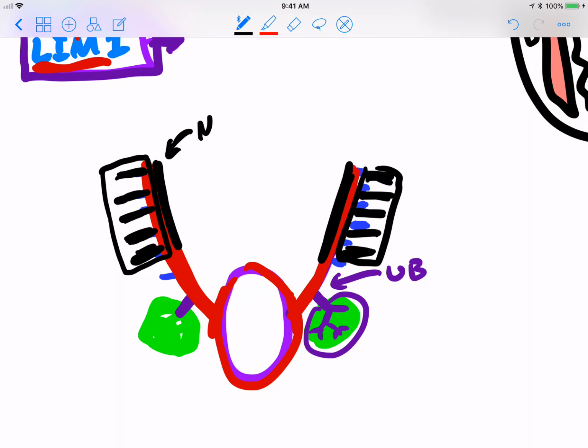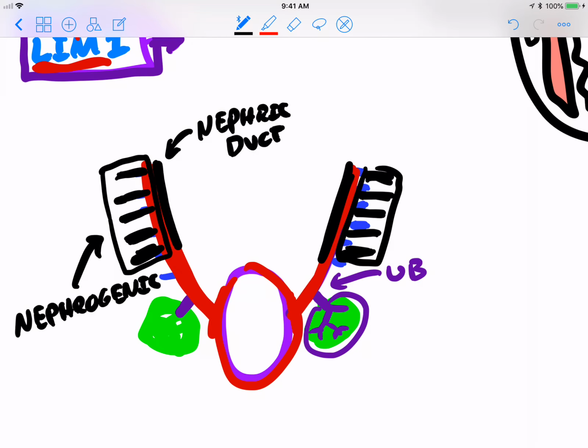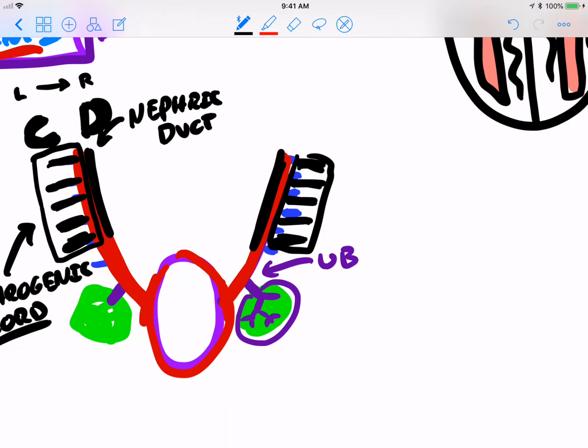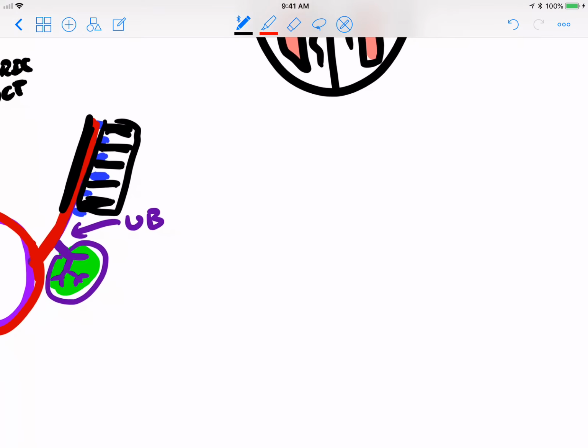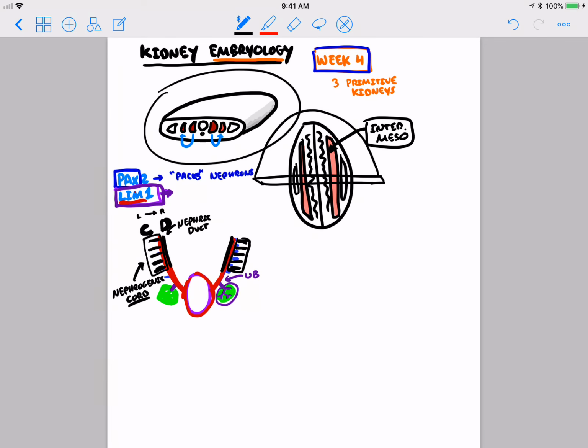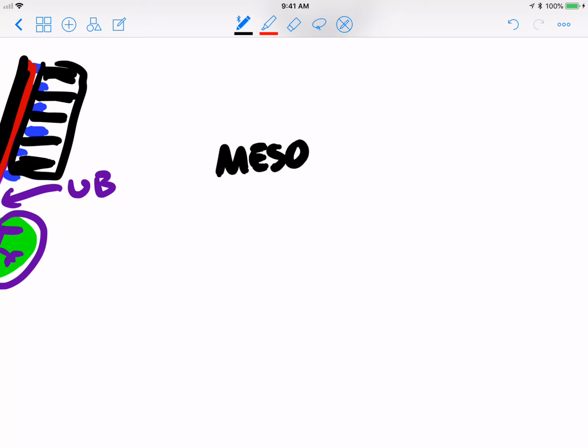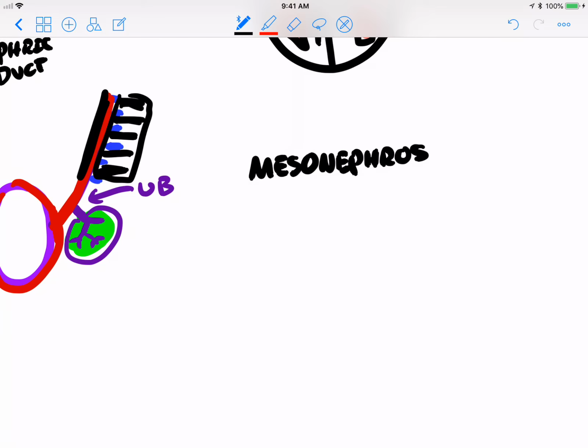This is also the nephric duct, and then this is the nephrogenic cord. So this side is cord, this side is duct. If you're reading from left to right, C comes before D. So cord, duct. Great. So we said that the mesonephros has some temporary functionality. And how does that temporary functionality come about?